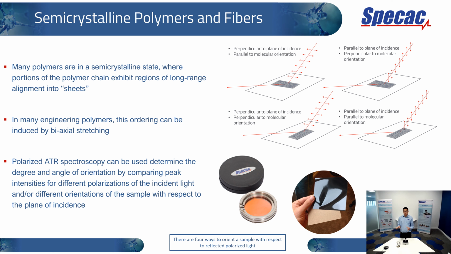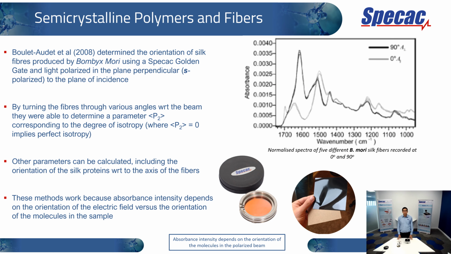The bottom right-hand corner shows how different orientations interact with different polarizations of light. So this example shows how polarized light interacts with ordered silk fibers. The spectra on the right-hand side show several identical samples orientated at 0 degrees in grey and 90 degrees in black. Clear differences are observed in the amide bands around 1600 wave numbers, and this can be used to determine how the degree of isotropy varies with the samples.